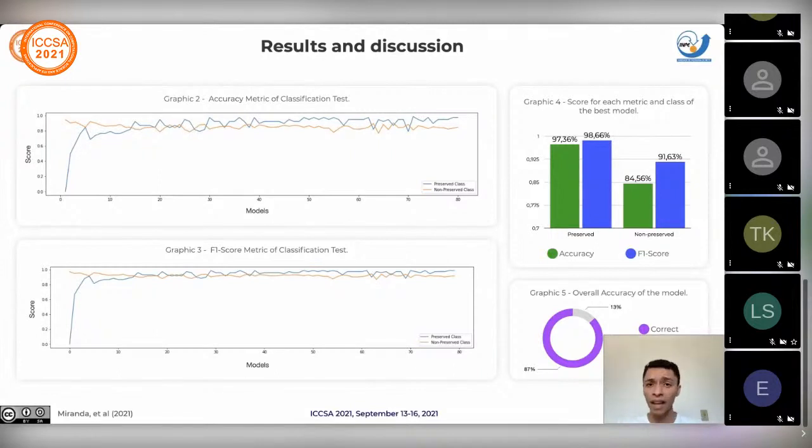Hence, in graphic 4, we got accuracy in green color of 97% and F1 score in blue color of 98% for the preserved class. While for the non-preserved class, we have accuracy of 84% and F1 score of 91%. In general, in graphic 5, this model has accuracy of 87%.